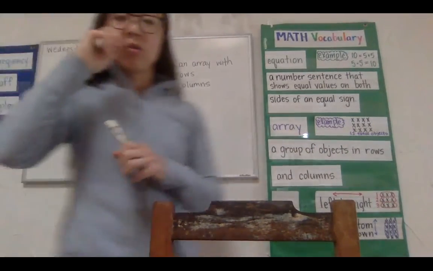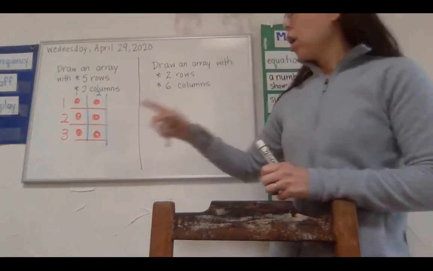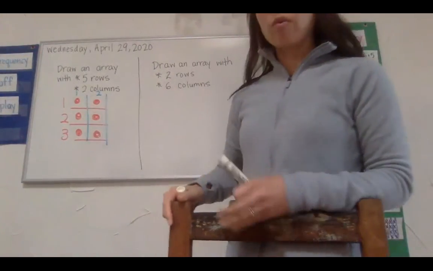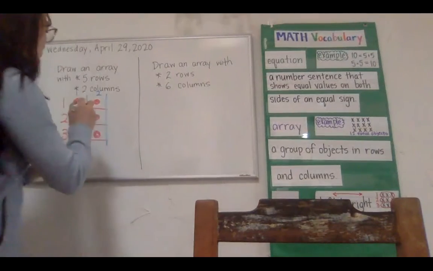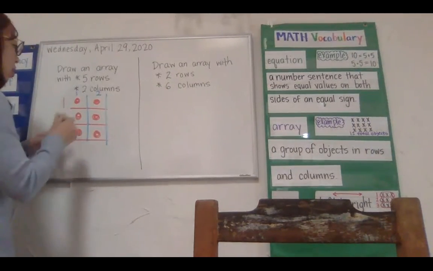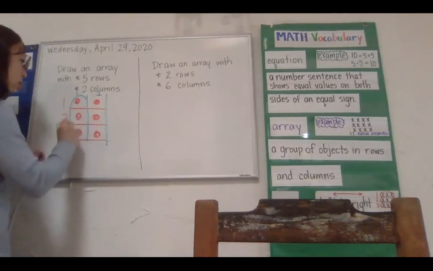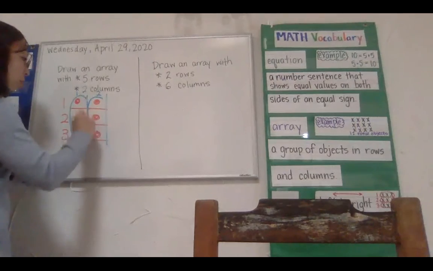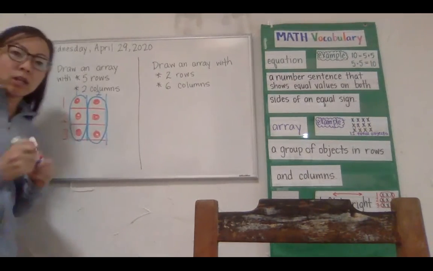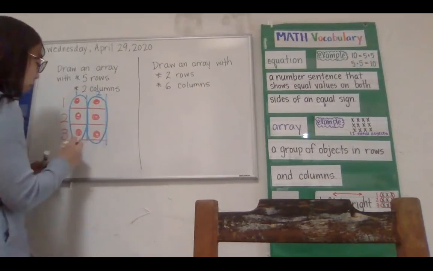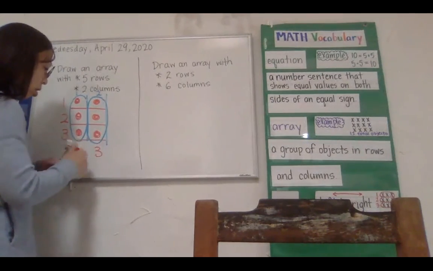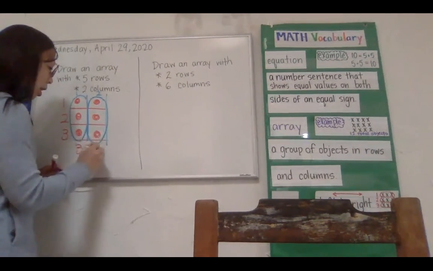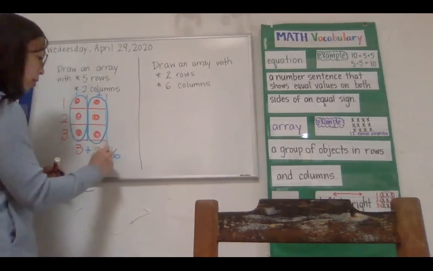Now I can do 2 different kinds of equations. What kind of groups do we see here? When we have our columns, we see groups of 3. So when I make an equation, I'm going to write 3 plus 3. And I get the sum of 6.